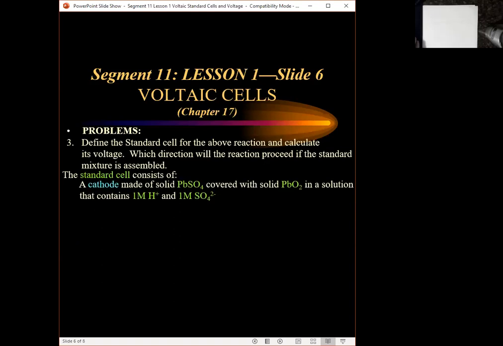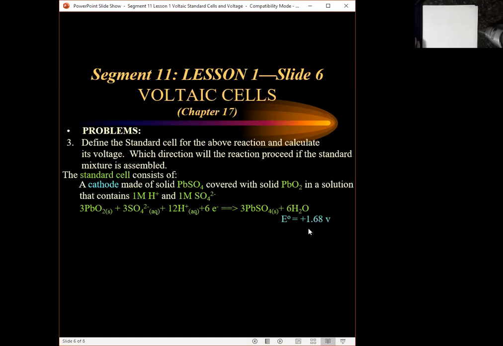Okay, so now let's define the standard cell for that electrode and the direction the reaction will proceed from the standard mixture once it's assembled. So the standard cell consists of a cathode made of lead sulfate covered with solid lead dioxide in the solution that contains 1 molar hydrogen ion and 1 molar sulfate ion. So the lead dioxide to lead sulfate electrode, the lead sulfate is the one that's on the outside, it's the one that's formed in that reaction. A reduction has occurred there. This is a balanced electrochemical cell for that.